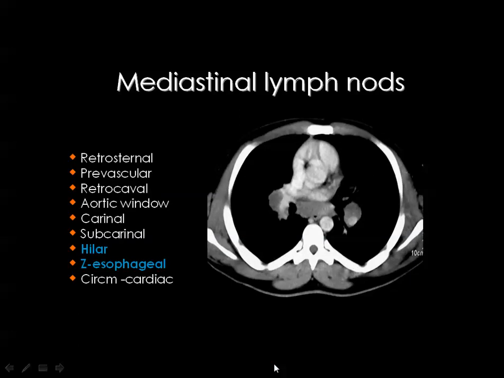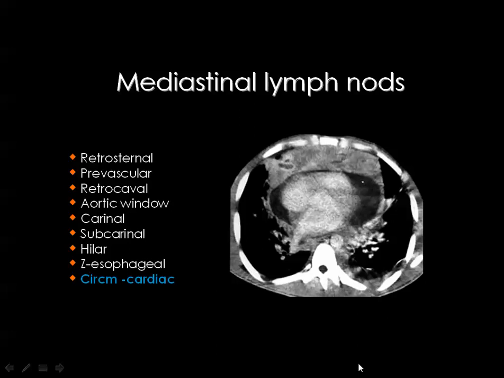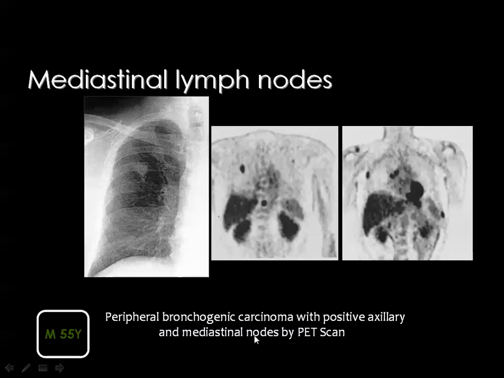Then the hilar lymph nodes are located in the hilum. The azygoesophageal lymph nodes are related to the esophagus and the azygos vein. They are called the posterior mediastinal lymph nodes. And finally, the circumcardiac lymph nodes, which are arranged along the pericardium, sometimes associated with pericardial effusion. And I should emphasize the relationship between this group of lymph nodes and non-Hodgkin lymphoma.